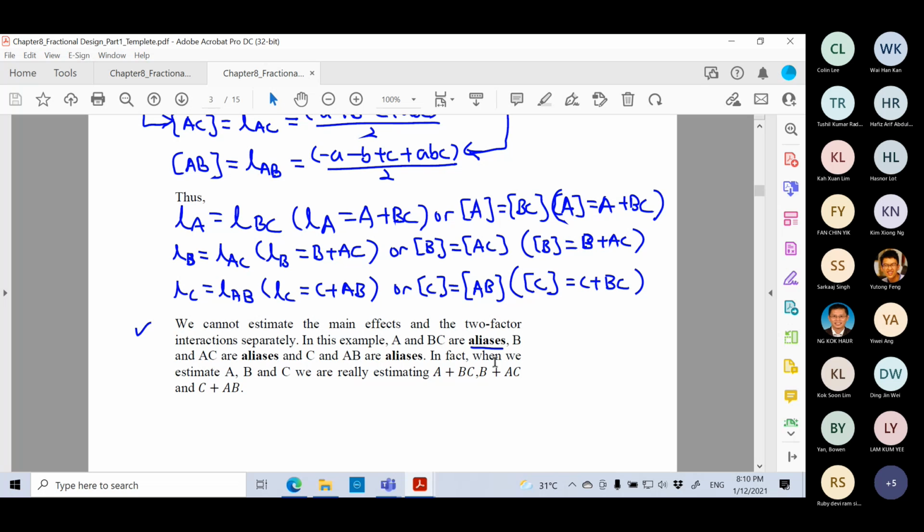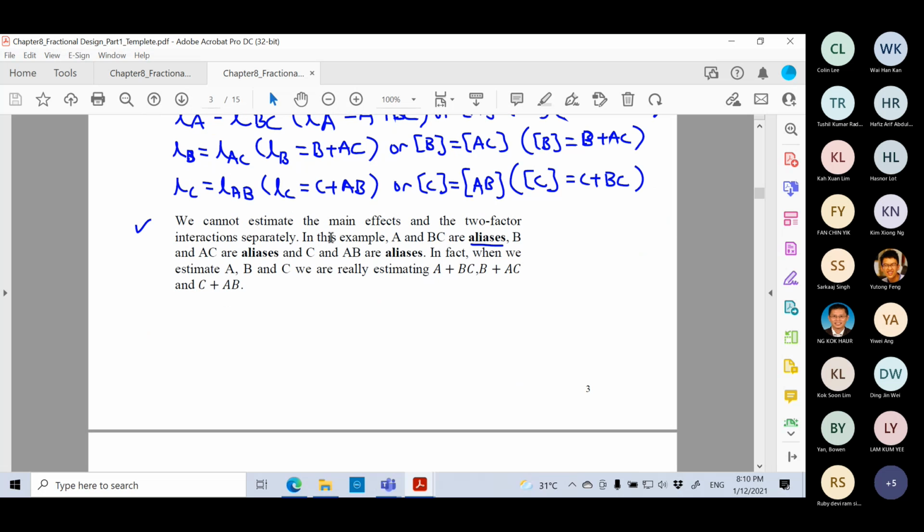So here I also told you that, in fact, when we estimate A, we are really estimating A plus BC. Okay, we are estimating both together. We are not purely estimating A because we only run one half of the design. We don't run the full complete design. If we run the complete design, then of course you can obtain the effects A, B, C, and so on. But now we only run one half. We want to base on the one half to obtain information on which are the important factors.